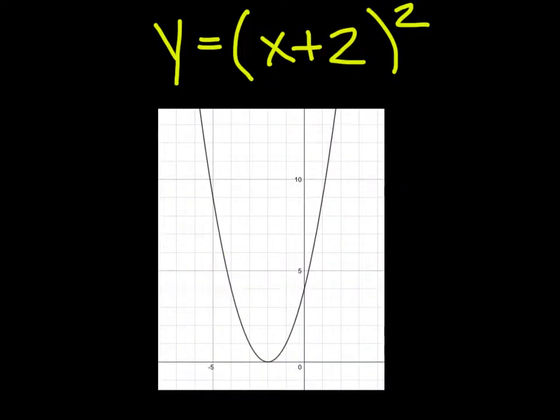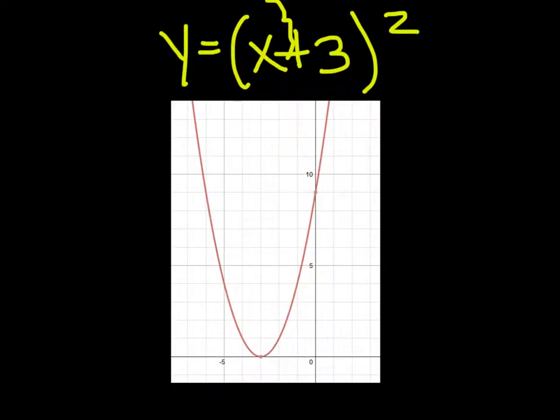And if I had a plus 2 on the inside, my vertex ends up here at negative 2, 0. And if I had a plus 3, that would be a negative 3.